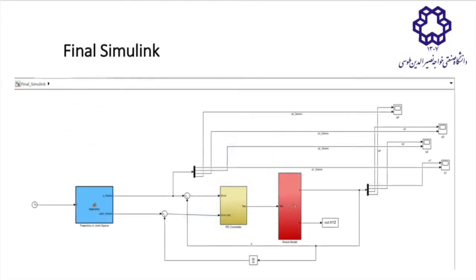Okay, let's go to Simulink. You can see the final Simulink. Remember that all the files of this project are available in my GitHub. You can access all files that you need. I want to talk about the main parts of this project, such as the mechanical model of the robot, trajectory and control of the robot, and finally see the result.